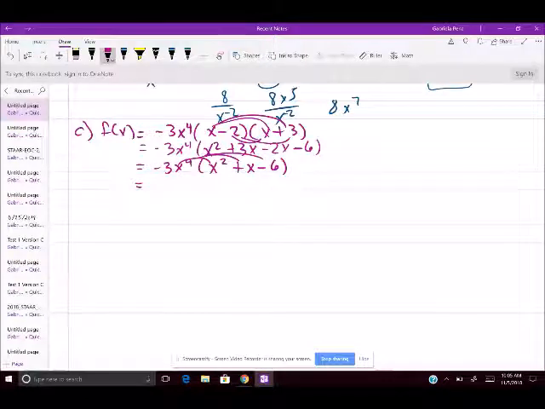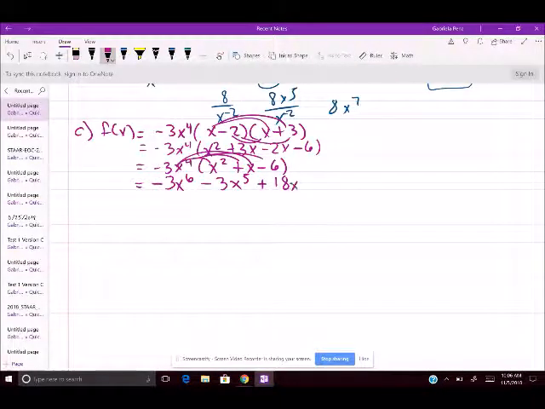So what is negative 3x to the 4th times x squared? To the 6th. Please remember, when you multiply, you add exponents. So it becomes to the 6th. Negative 3x to the 4th times x to the 5th. And the negative 3x to the 4th times the negative 6 becomes 18x to the 4th. Are they in order? Yes, they are. Because remember, it's by exponents, not the numbers.